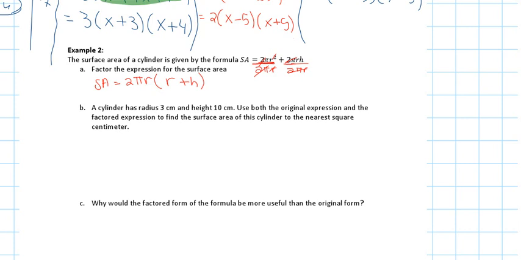So what I want you to do is for B, a cylinder has a radius of 3 centimeters and a height of 10 centimeters. You're going to use both the original expression, which is 2 pi r squared plus 2 pi r h, and the factored expression to find the surface area of this cylinder to the nearest square centimeter, sorry, to the nearest whole number. And then you're going to tell me why the factored form would be easier or more useful to use, okay? So I'll leave you to do these two questions.